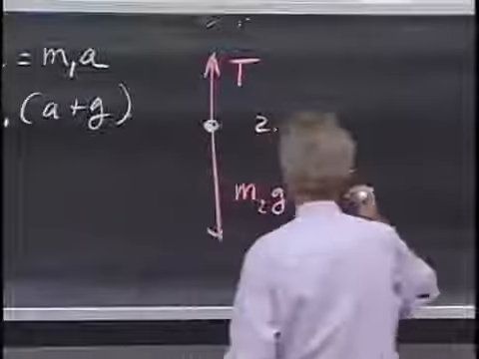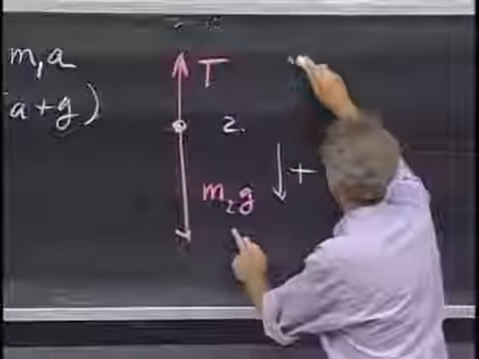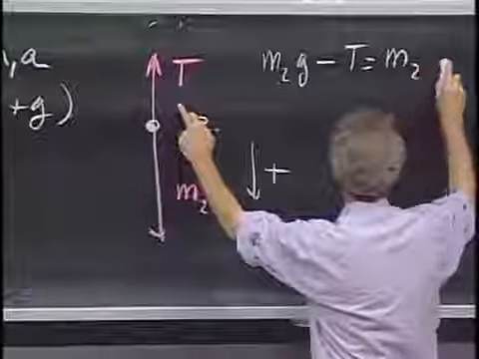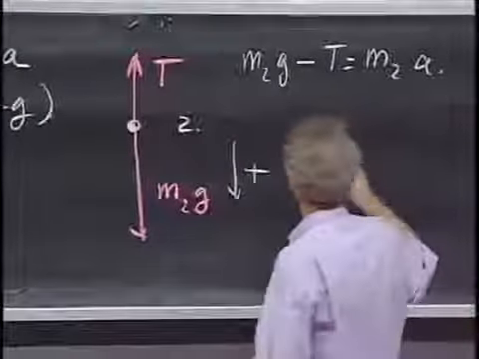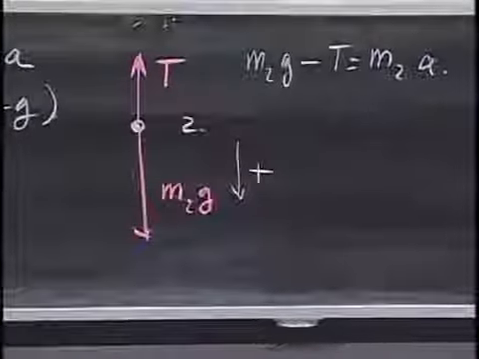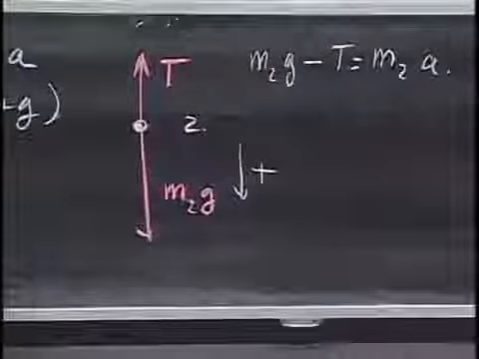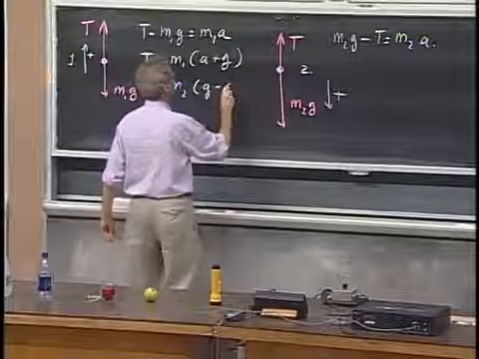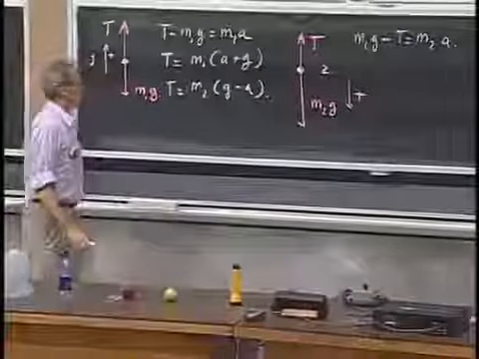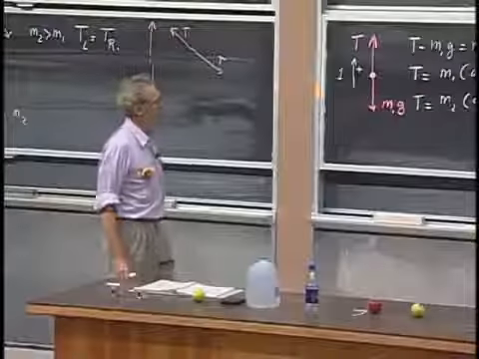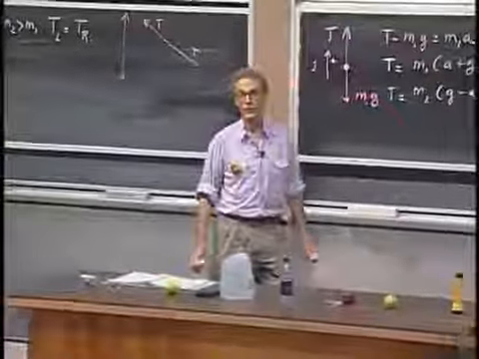So now I apply Newton's law. I get m2g minus T equals m2A. And so I get T, I write it here, equals m2 times g minus a. Two equations with two unknowns. Well, that shouldn't be so hard to solve these two equations.